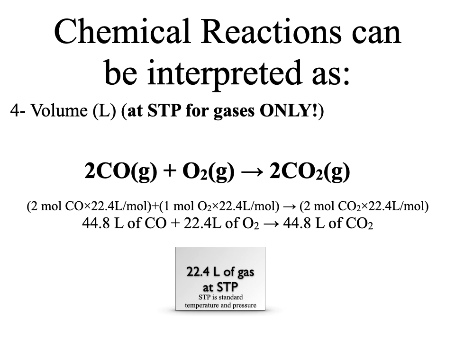But since all the reactants and products are gases in this, I can then take my 2 moles of carbon monoxide times 22.4 liters per mole, and I get 44.8 liters of carbon monoxide. And then to that, I add 1 mole of oxygen times 22.4 liters per mole, which is 22.4 liters of oxygen. And then I have 2 moles of carbon dioxide times 22.4 liters per mole, and I get 44.8 liters of carbon dioxide. Now notice, unlike the law of conservation of mass, there is no law of conservation of volume.